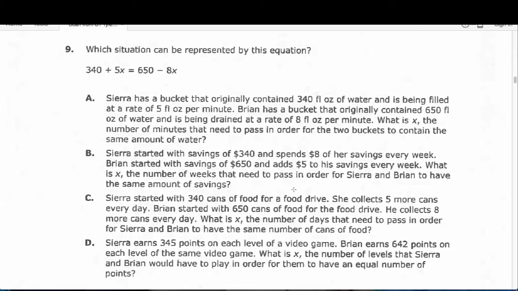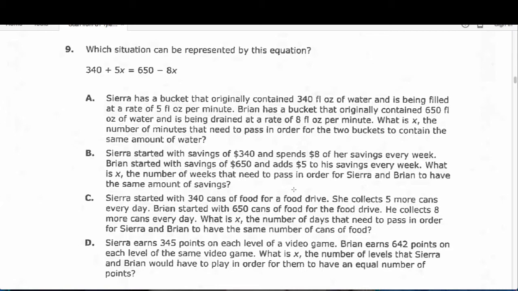B. Sierra started with savings of $340 and spent $8 of her savings every week. Brian started with savings of $650 and adds $5 to his savings every week. What is x? The number of weeks that need to pass in order for Sierra and Brian to have the same amount of savings.